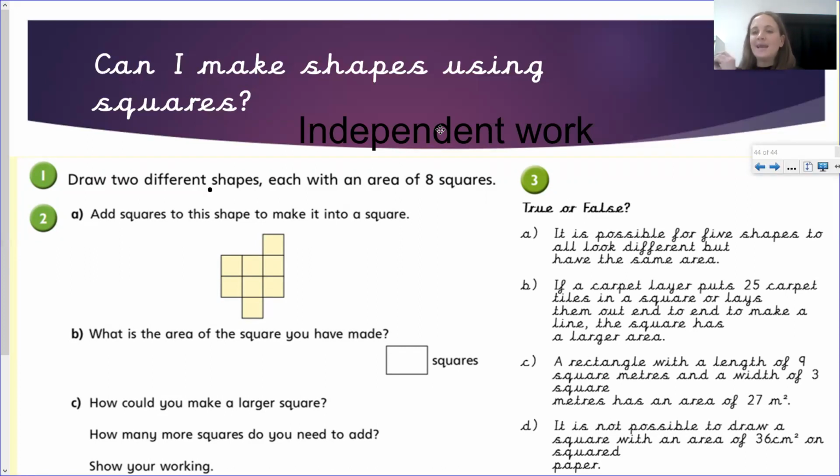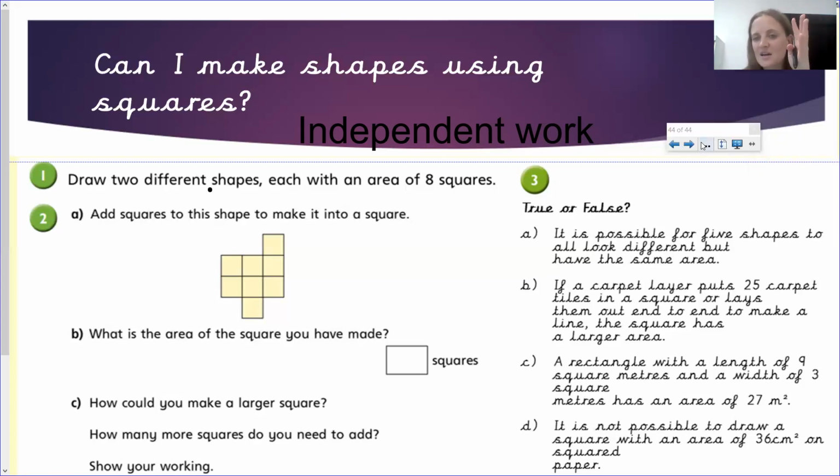A rectangle with a length of 9 meters and a width of 3 meters has an area of 27 square meters or 27 meters squared. I would maybe say draw your shape of 9 across and 3 up, and then obviously fill in the ones that are missing because it is a rectangle. And then what is the area of that shape? It is not possible to draw a square with the area of 36 centimeters squared on squared paper. Tell me whether or not that's true or false. You can draw it and show your reasoning if that's how you would like to do it.